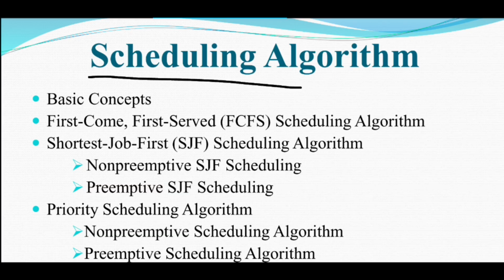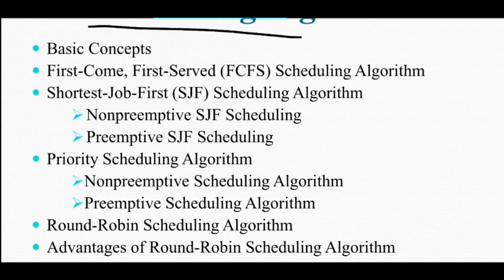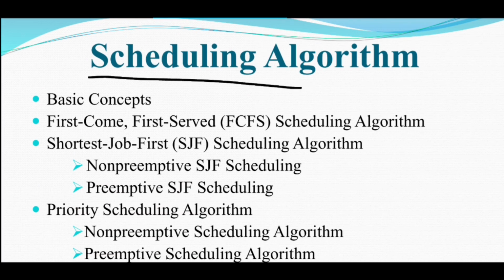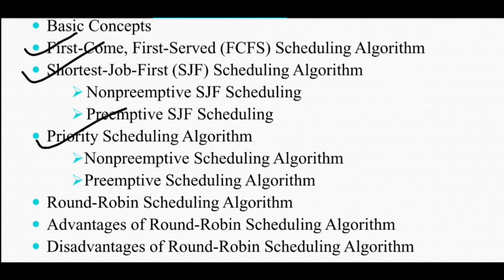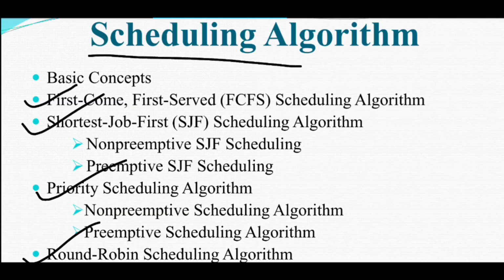First of all, there are four types of CPU scheduling algorithms. One is first come first serve, two is shortest job first, third is the priority algorithm, and fourth is round robin. Let's discuss first come first serve, and then we will go through all these algorithms.